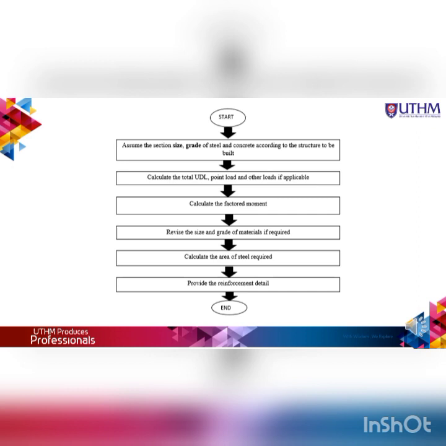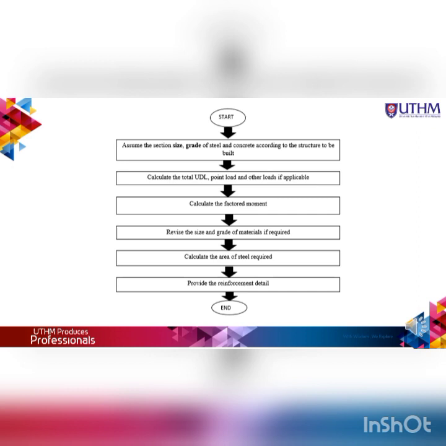However, when it becomes more complex, software is used to save the time required. After finding the bending moment and shear force, the design of the beam can be done as per the worked examples and explanations given in the relevant code. First, we have to assume the section size, grade of steel and concrete according to the structure to be built.